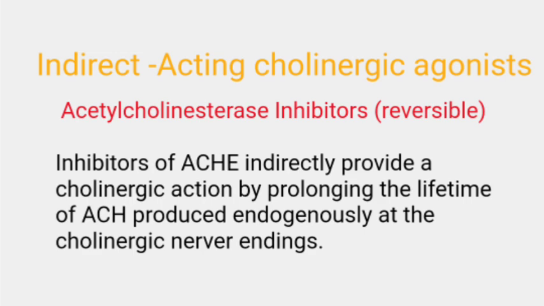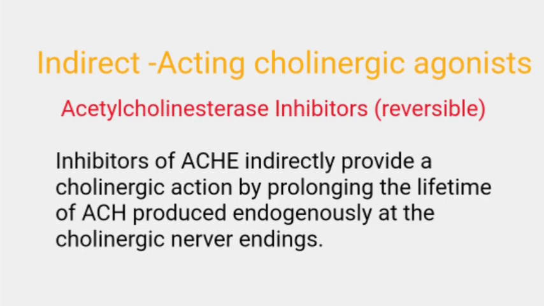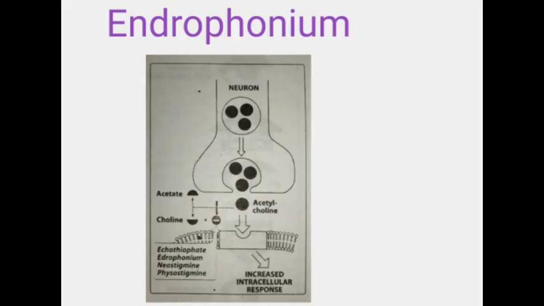Therefore, these drugs can provoke a response at all cholinergic receptors in the body, including both muscarinic and nicotinic receptors of the autonomic nervous system as well as at the neuromuscular junction and in the brain. The reversible acetylcholinesterase inhibitors can be broadly classified as short acting or intermediate acting agents. Edrophonium is one of the indirect acting cholinergic agonists. Edrophonium is a prototype short-acting acetylcholinesterase inhibitor.